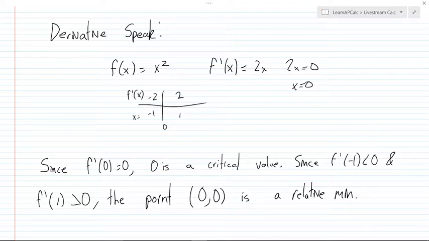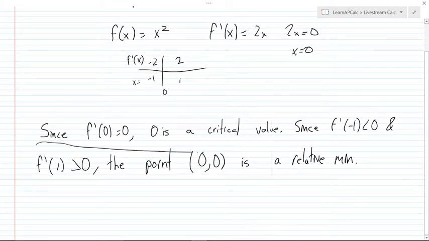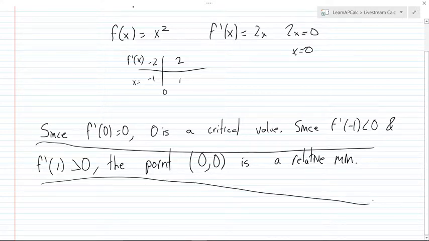So that's derivative speak and why you do it. It's for the AP test. If you do this, you know right away that that point is a relative min, relative max, or neither, but you have to line this out for the graders on the AP test.